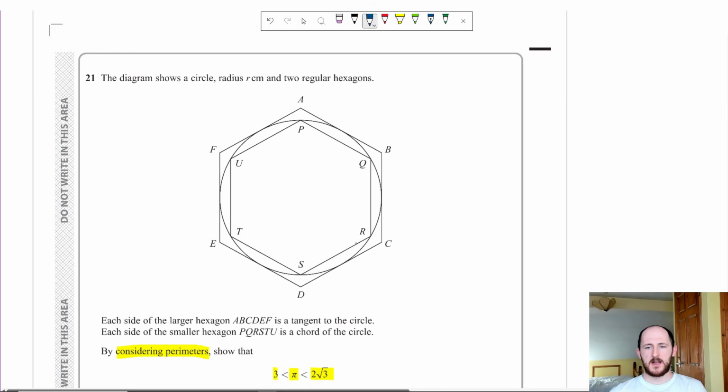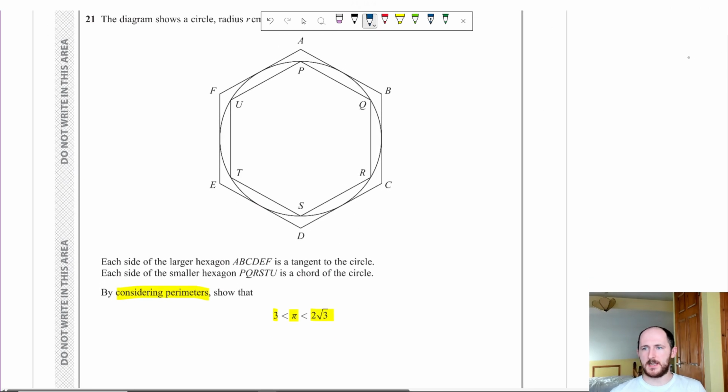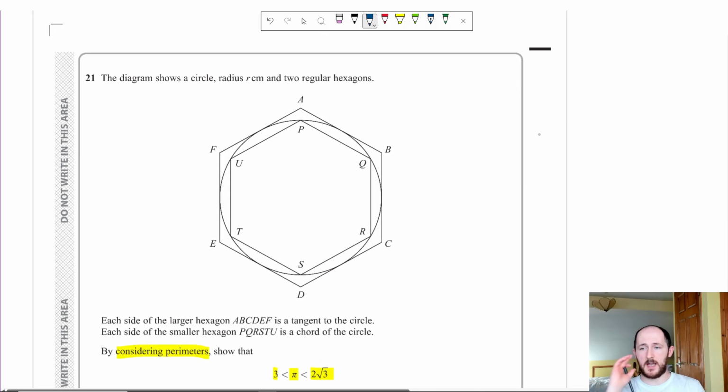So what would I do in this question? If I'm being completely honest with you, I had to go at it before I did the video because I don't want to get it wrong. I had no idea what to do at the start, so I just followed the instructions by considering perimeters. I was going to try and find the perimeter of the small hexagon, the perimeter of the circle, and the perimeter of the big hexagon. And then it dawned on me, we have this inequality.